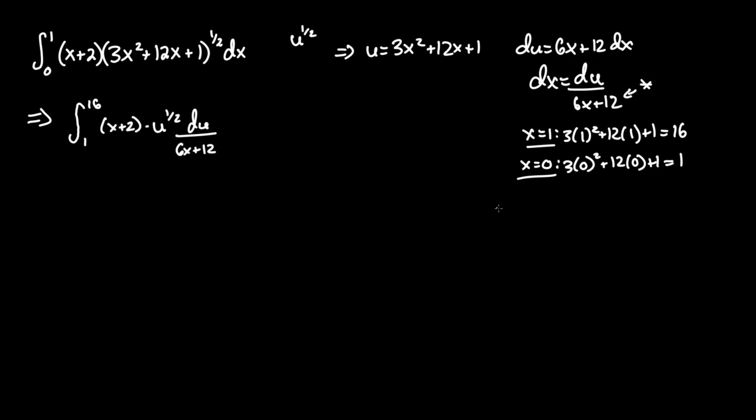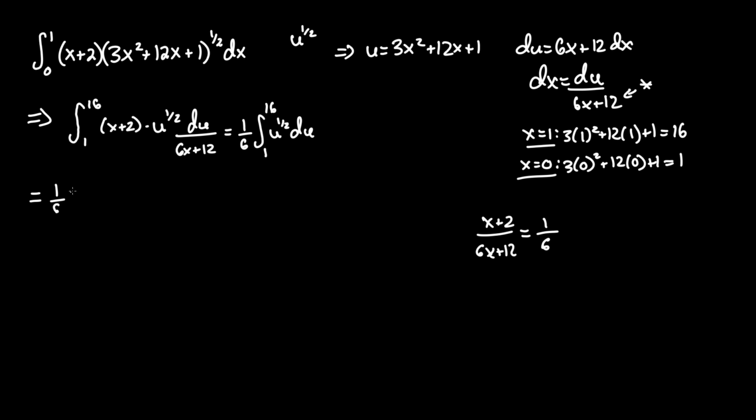You can see that from simple polynomial division, x plus 2 over 6x plus 12 is equal to 1/6, since you just multiply the top by 6 and you get the bottom. Bringing the 1/6 out as a constant, we have the integral of just u to the 1/2 du from 1 to 16. So let's do that out now.